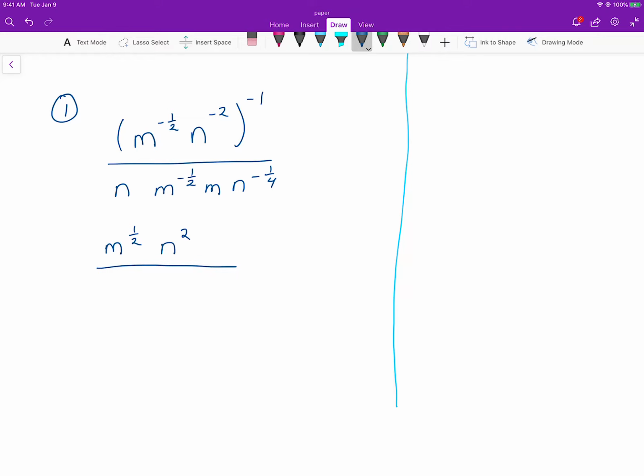And now I'm going to look at my denominator. And for the denominator, I want to see if I have any with the same base. And I'm seeing we have n, it's like n to the first, and then n to the -1/4. So rational exponents are just exponents that have fractions as your exponent. So the same rules are still going to apply. So now this is just like saying n to the first power times n to the -1/4 power.